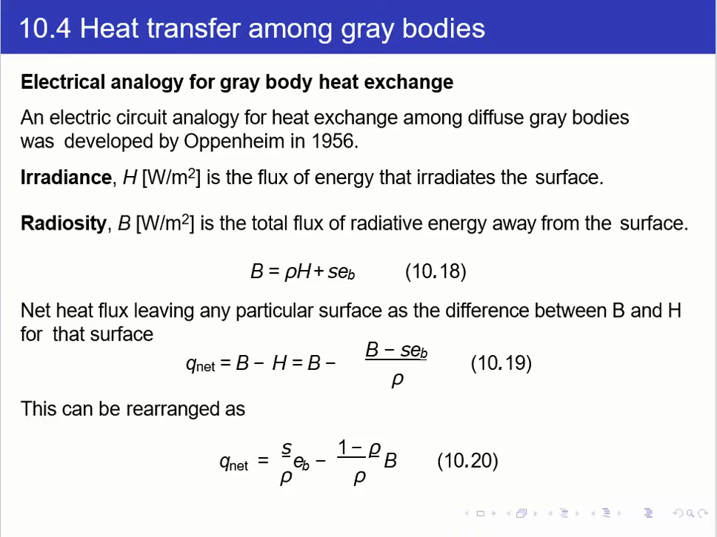The net heat flux leaving any particular surface is the difference between B and H for that surface. That is, q net will be B minus H, that will be B minus (B minus ε E_b) by rho. This can be arranged as q net is equal to ε by rho into E_b minus (1 minus rho) by rho into B.